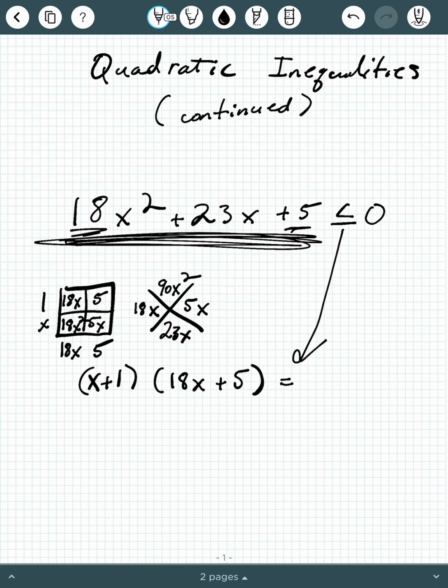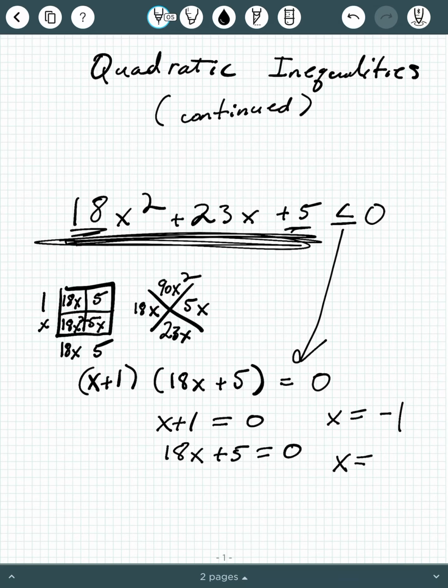Since we're really just getting boundary points right now, let's just treat it like it's an equals sign, because we're going to see, okay, what are those boundary points here? Two things multiply together to give us 0. That's the zero product property, meaning that x plus 1 must equal 0, or 18x plus 5 could be equal to 0. When we solve those, well, here I see that x would equal -1 if I subtract that. Here, if I subtract 5 and then divide by 18, I'll see that x is equal to -5 over 18. So those are our boundary points that we're going to put on a number line.